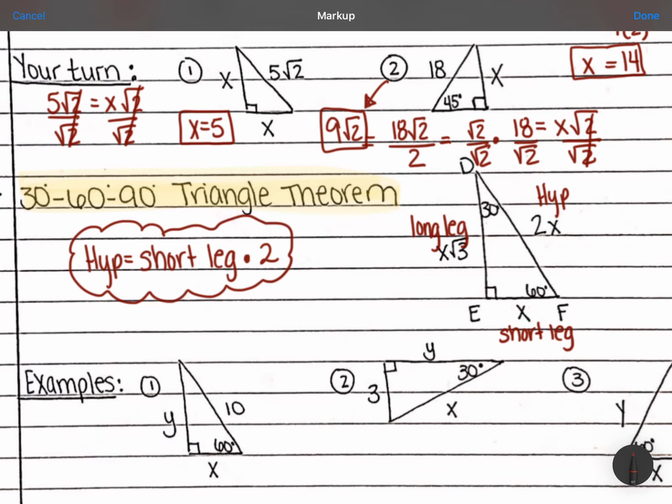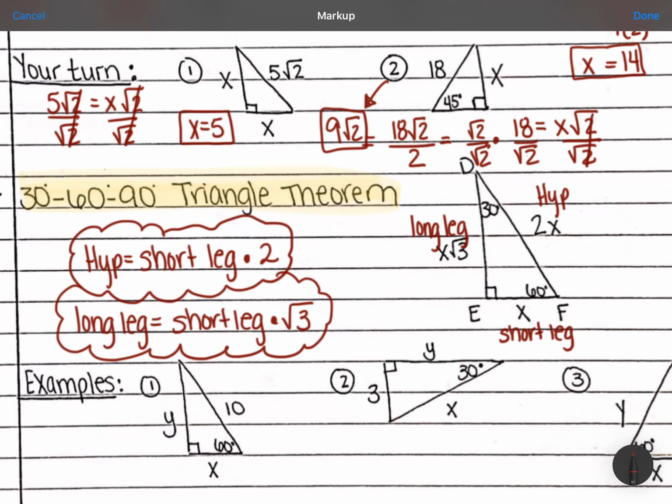The other equation is that your long leg is equal to your short leg times radical 3. So remember, your 45, 45, 90 triangles use radical 2. Your 30, 60, 90 use radical 3.